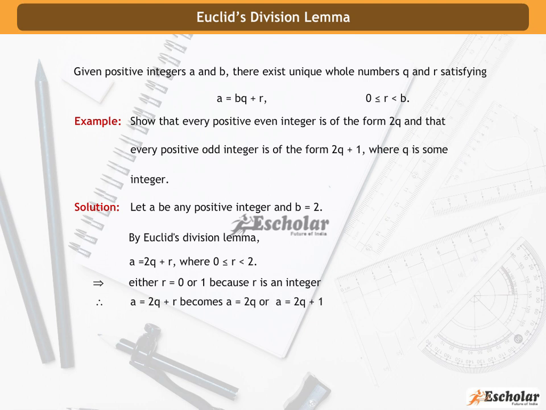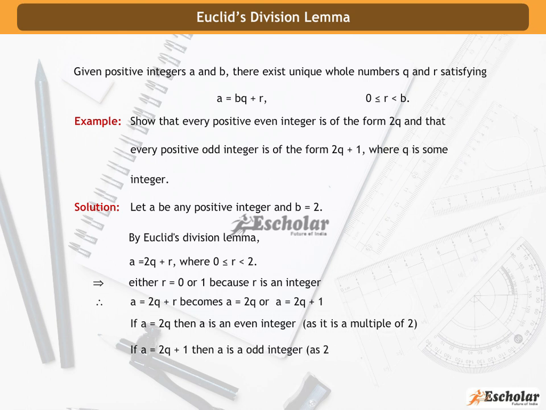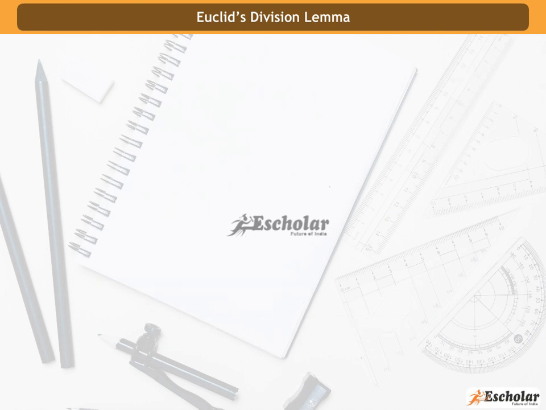If a is equal to 2q, then a is an even integer, as it is a multiple of 2. If a is equal to 2q plus 1, then a is an odd integer. As 2q is even, 2q plus 1 will be odd.